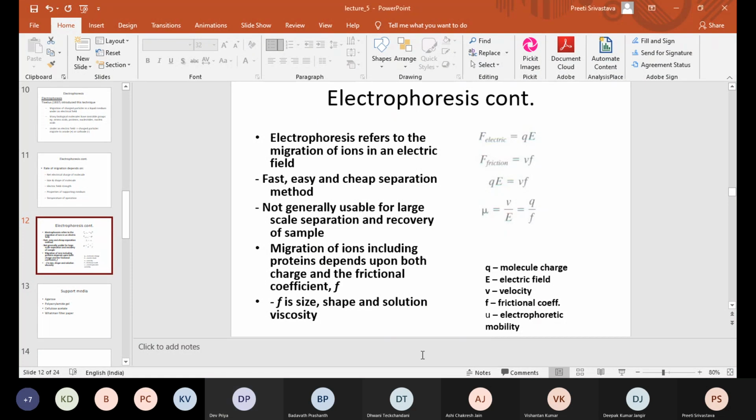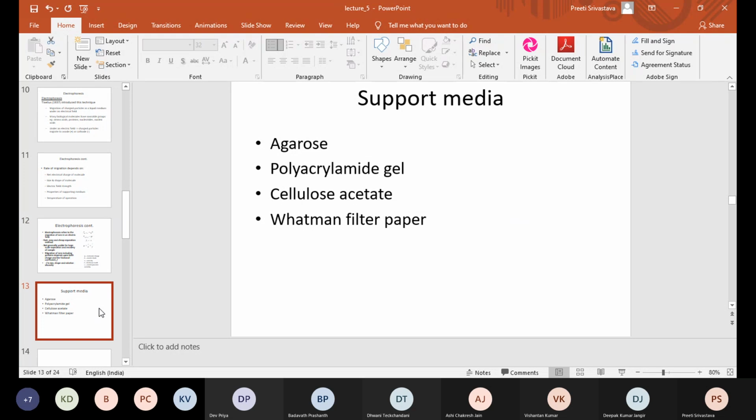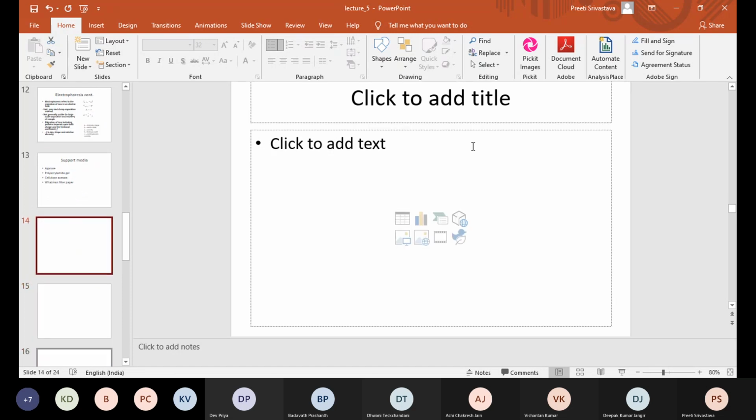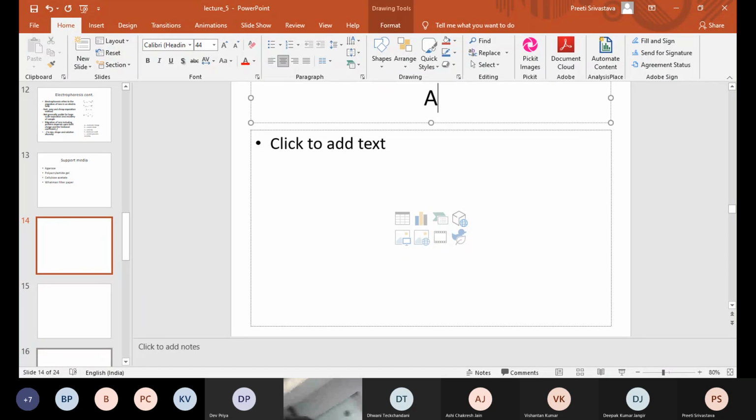Okay, so we were discussing electrophoretic mobility. It's defined as velocity of the charged particle per unit field strength. So when we talk about the support media, the various support media that are used particularly for molecular biology work are agarose and polyacrylamide. For certain other kind of work, cellulose acetate and Whatman filter paper are also used as the support media. So let me explain you a little bit about agarose.